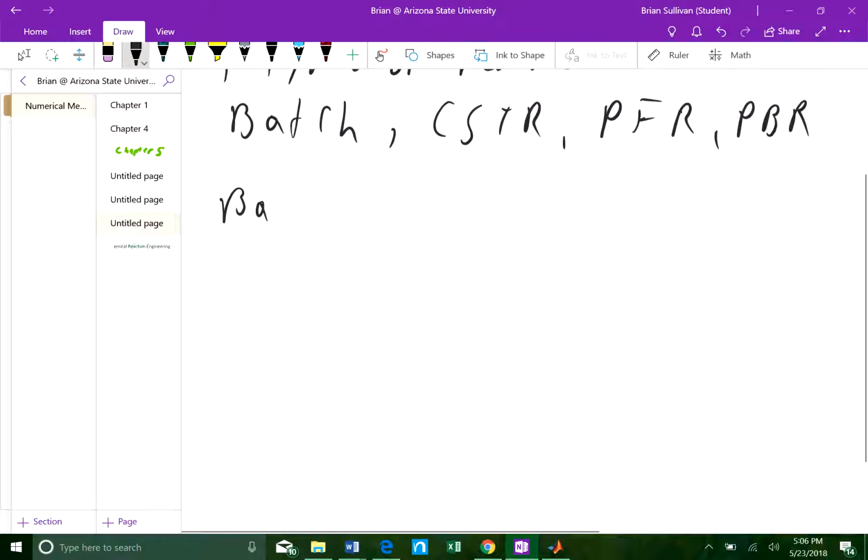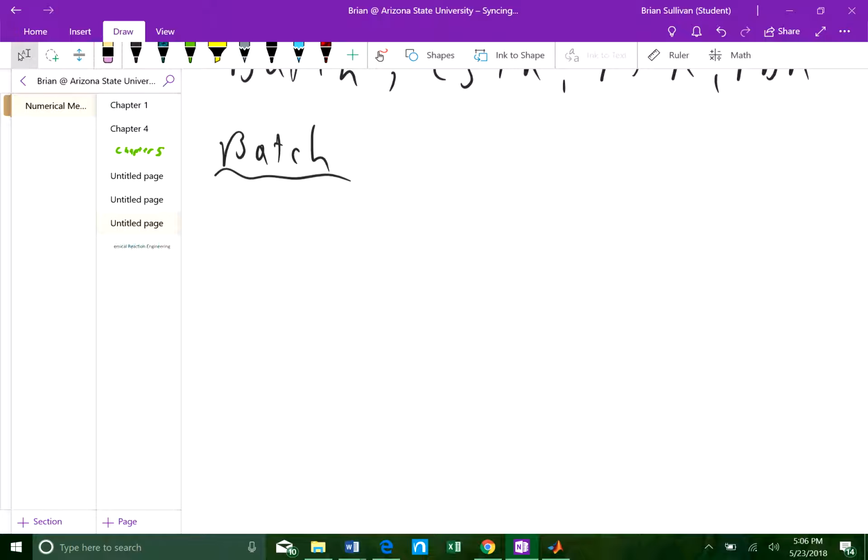For every one of these reactors, you have to come up with a material balance. Everything's based on the material balance, and it's also going to be based on the reaction rate. So let's discuss reaction rate first, because that's going to be plugged into the material balance.